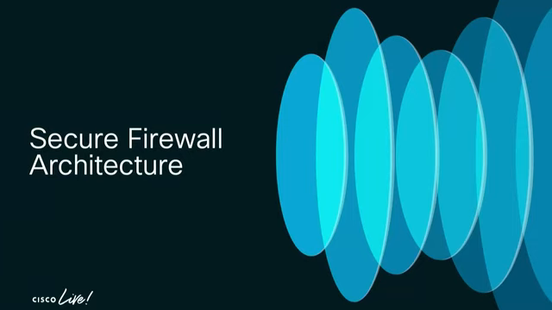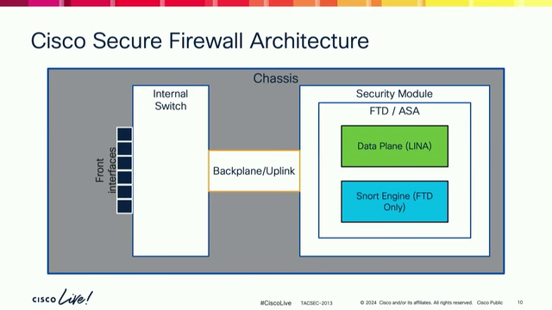So, the secure firewall architecture. For this, we have our chassis, or our hardware, our common box, right? And we have our front interfaces that go directly to the network, the physical interfaces. On our boxes, we have an internal switch that passes the packets on a backplane uplink to the security module.